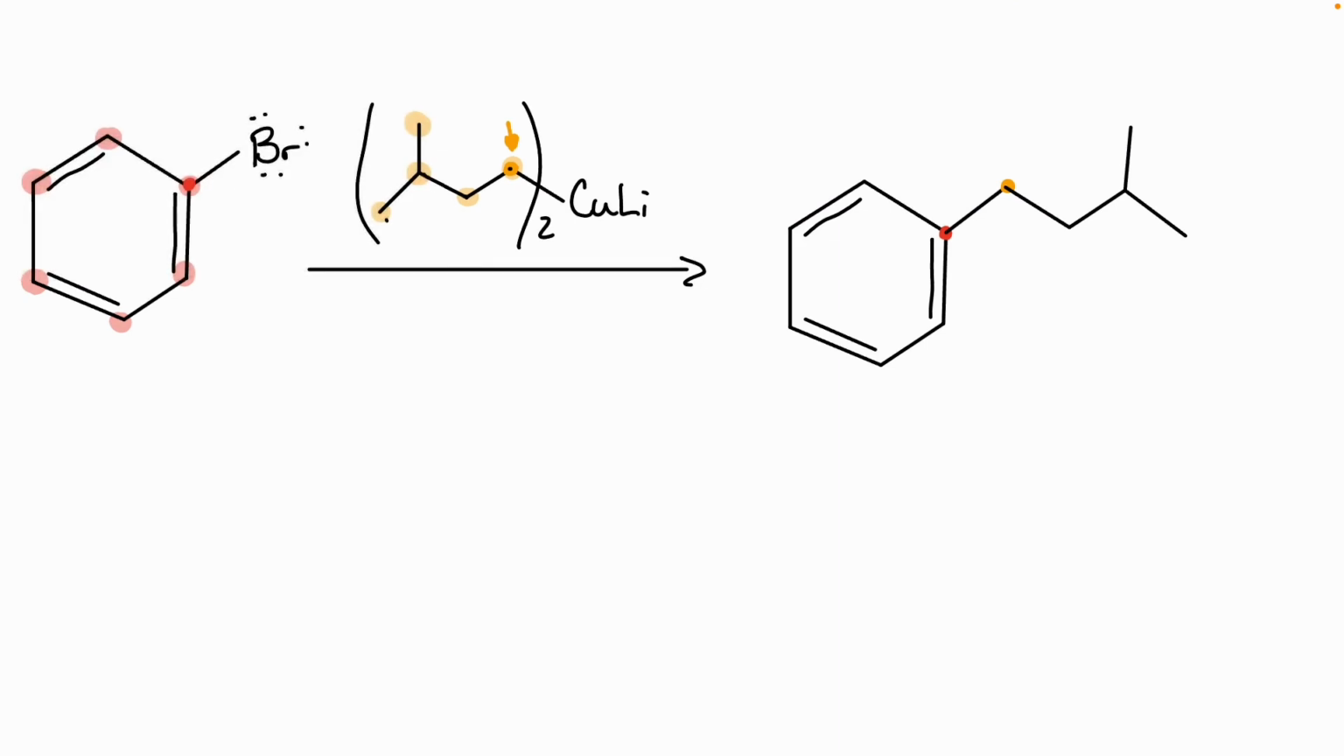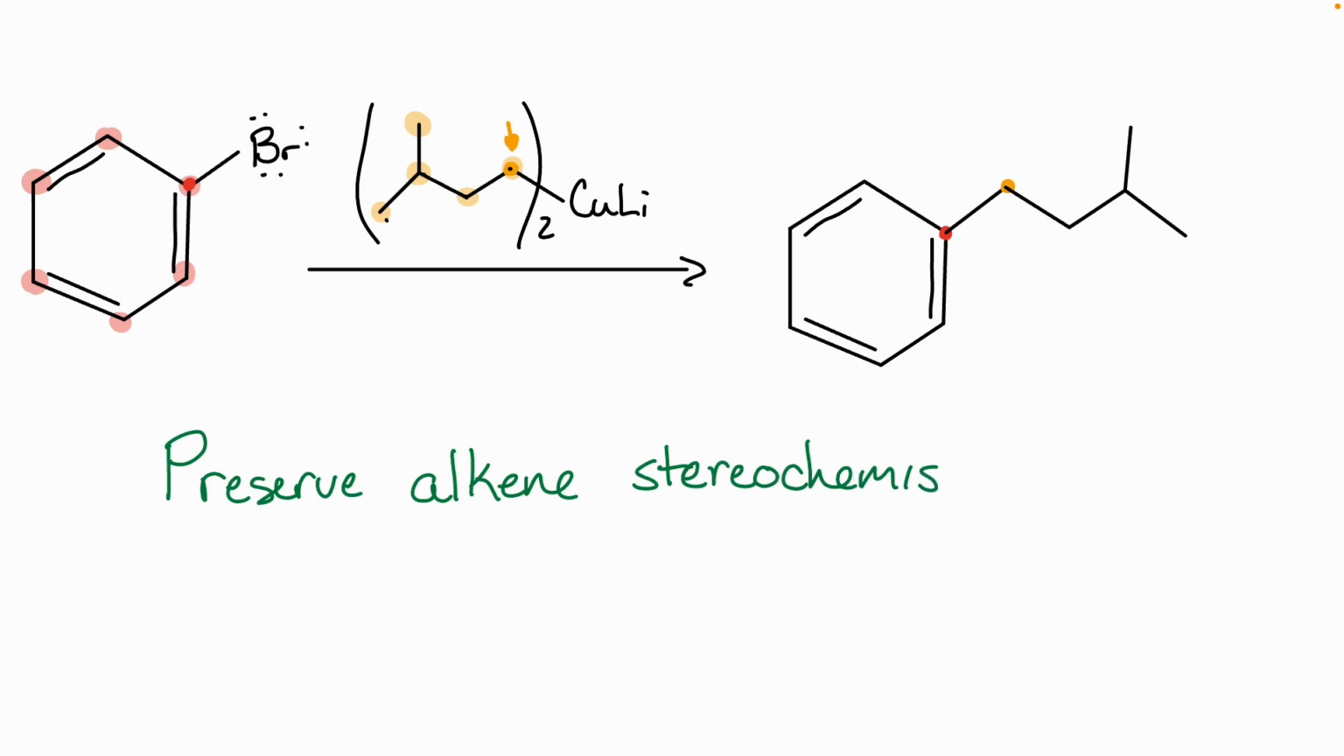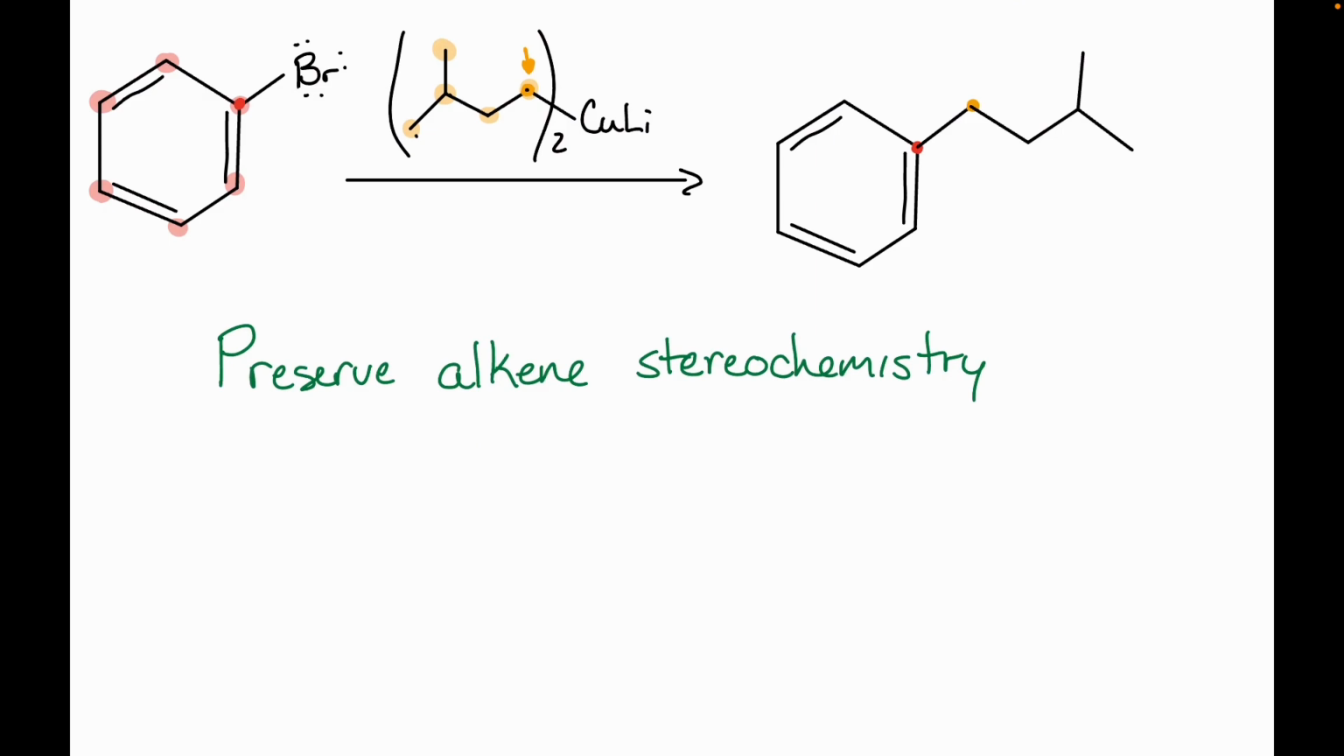Okay, the other thing that we're going to note about these Gilman reagents is that they preserve alkene stereochemistry. So stereospecificity, kind of a pain in the butt. In this case, it's like best case scenario, it's just going to be the same. So what do I mean by that?